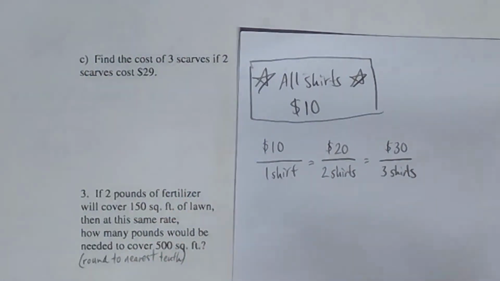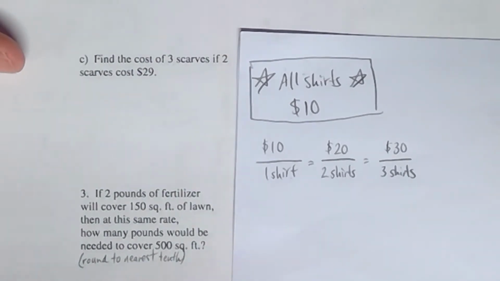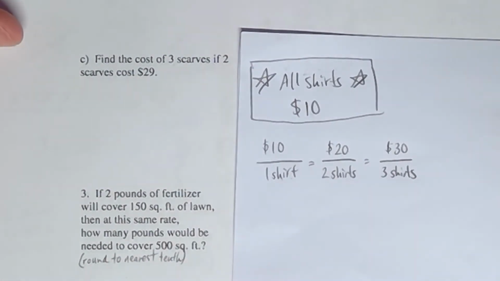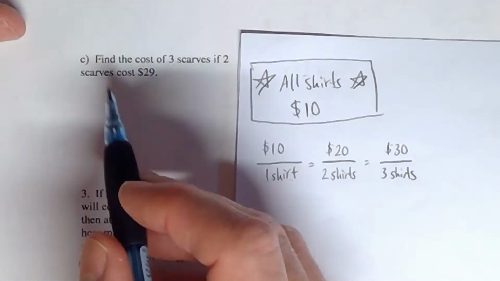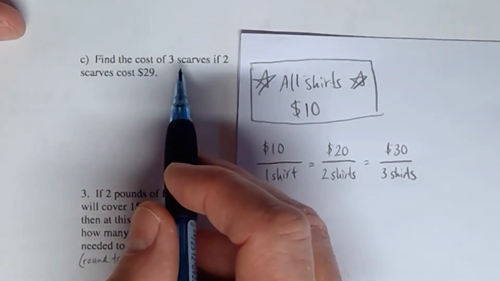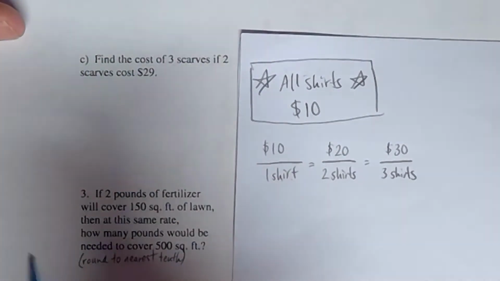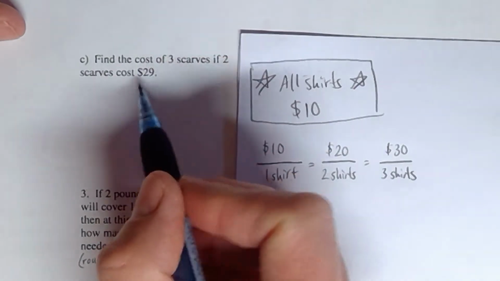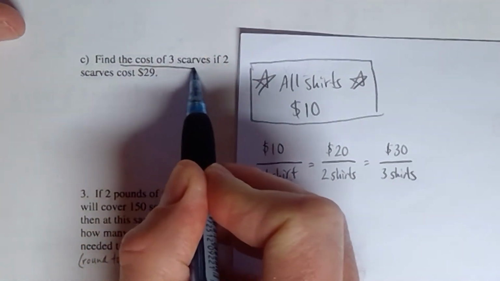Anytime you're trying to solve a word problem, you guys, what you need to do is identify, first of all, what your thing is that you're trying to find. In other words, the thing that the question asks you for. What are they asking for? It says find the cost of 3 scarves. So they are telling you to find that cost, right? The cost of what? The cost of 3 scarves.